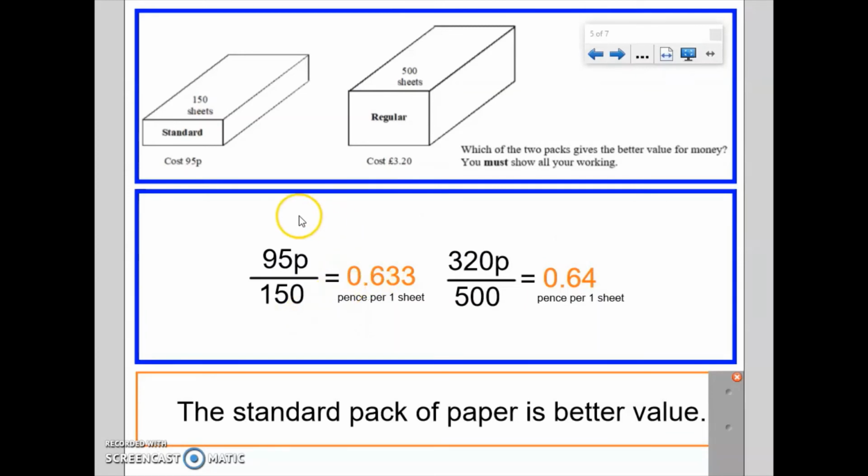However, I think when you start using both methods and sometimes applying one and sometimes applying the other, that's when students start to get confused. So for me, for consistency, we always use the unitary method, which I've explained in this video. Price divided by quantity. And then we look for the smallest value per unit.